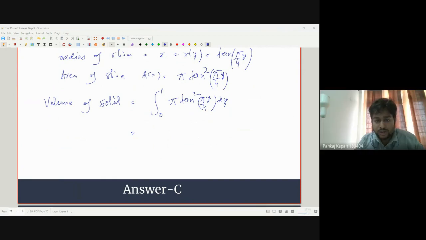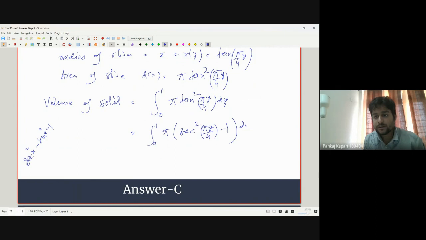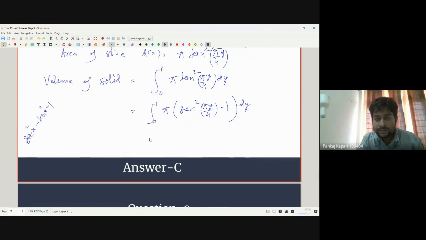Okay, so we can use some trigonometric identities, right? Because we know the integral of sec square, and then we have this kind of relation that sec square x minus tan square x is equal to 1, right? So this thing we can write as integral from 0 to 1 of pi in the bracket sec square of pi y by 4 minus 1 dy. Now it's not that difficult.